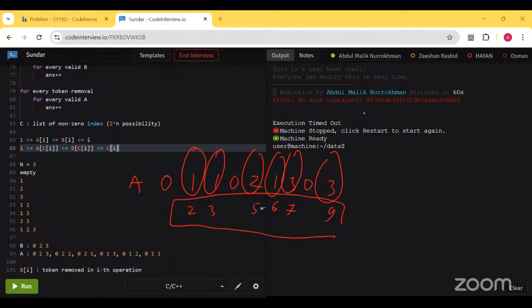Then, for example, if some C_i is 6, it means A6 and B6 should be non-zero, right? Should be like this.